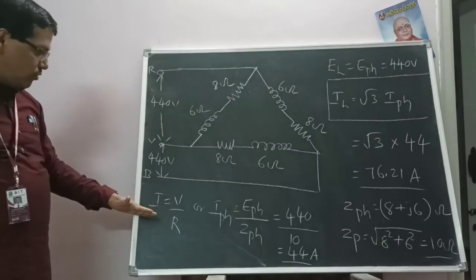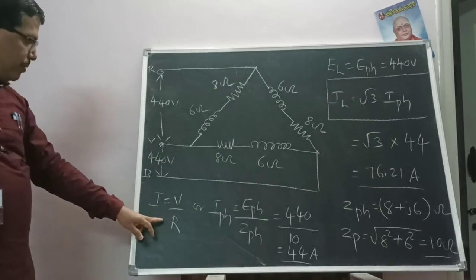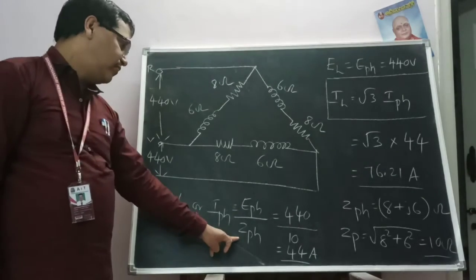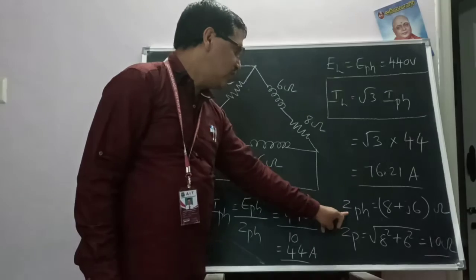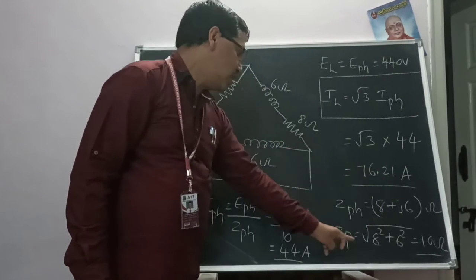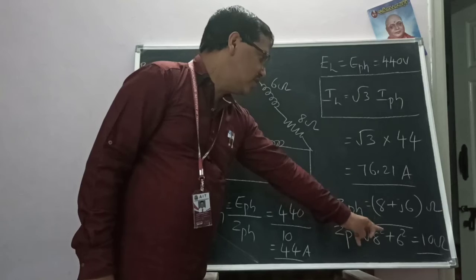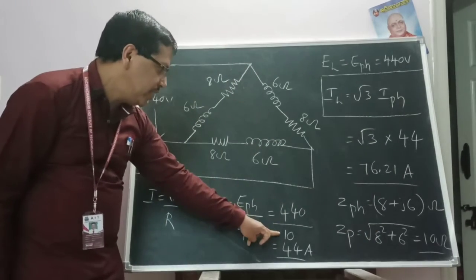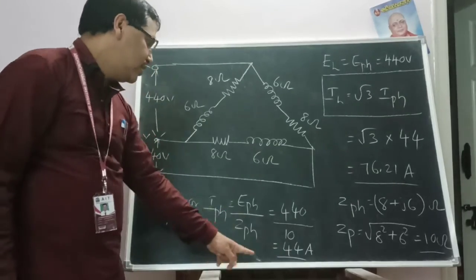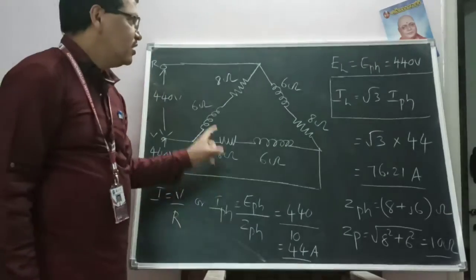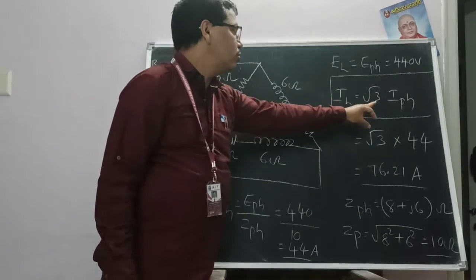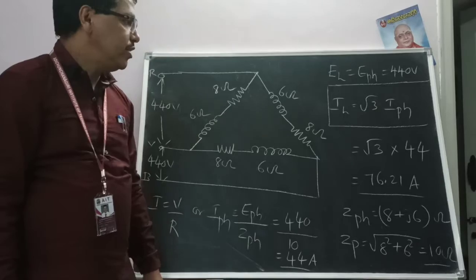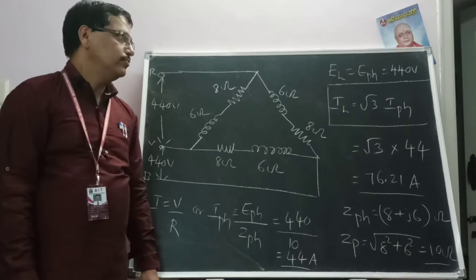Phase current: as usual, I is equal to V by R, or I phase is equal to E phase divided by Z phase. Z phase we already know is 8 plus j6 ohms, or Z phase is the root of 8 squared plus 6 squared, answer is 10 ohms. That 10 ohms we substitute here, 440 divided by 10, answer is 44 amps. This 44 amps is the I phase. We substitute it here, IL is equal to root 3 into I phase, root 3 multiplied by 44, answer is 76.21 amps, the IL value.